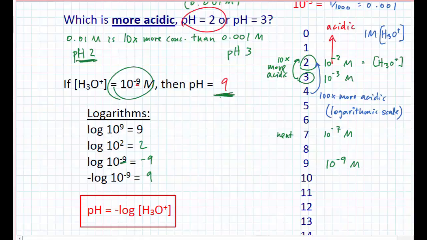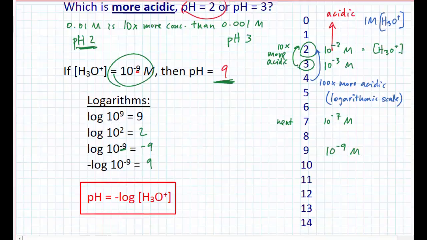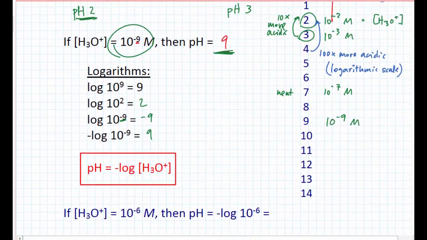So that's what the definition of pH is. pH is the negative logarithm of a hydronium ion concentration. And if it's an exact power of 10, it's just the opposite of what the exponent was. So if our hydronium was 10 to the negative 6 molar, pH is the negative log of 10 to the negative 6, which is just 6. That's right here.